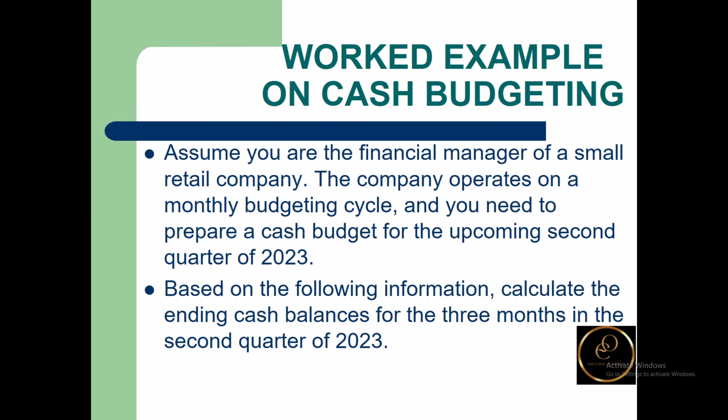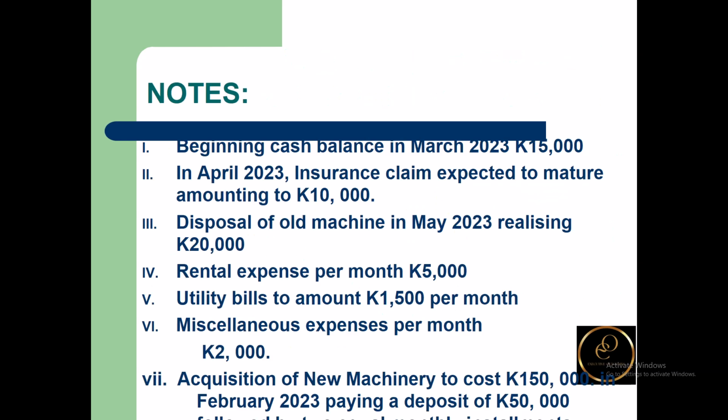Assume you are the financial manager of a small retail company. The company operates on a monthly budgeting cycle, and you need to prepare a cash budget for the upcoming second quarter of 2023. Based on the following information, calculate the ending cash balances for the 3 months in the second quarter of 2023. And we are going to look at a number of these notes in actually answering this question.